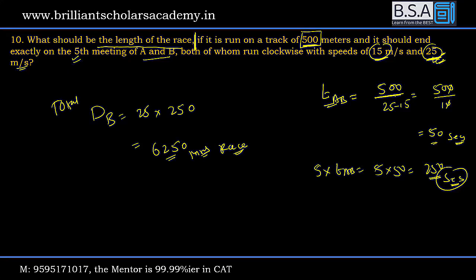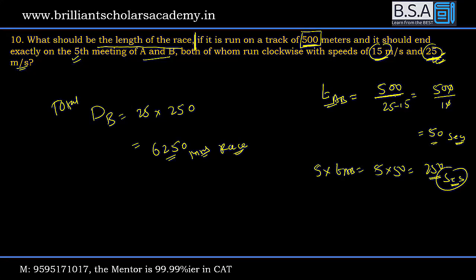So we are saying 50 seconds they meet for the first time. The fifth meeting will happen in 250 seconds. So B is the one completing the race. B is ahead. B is the one completing the race.